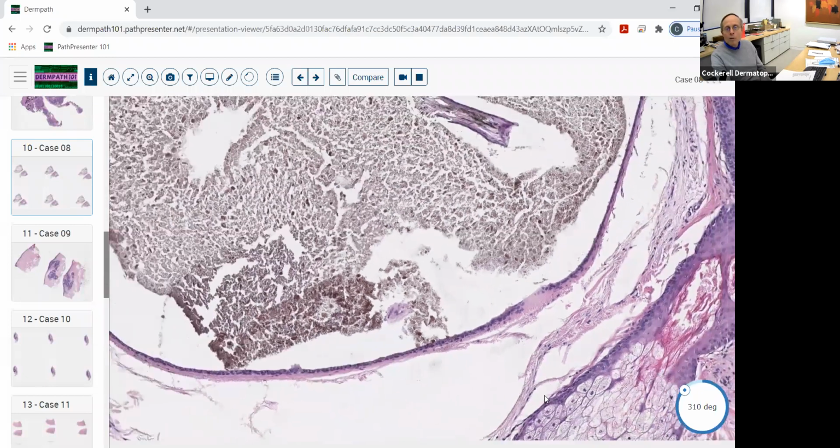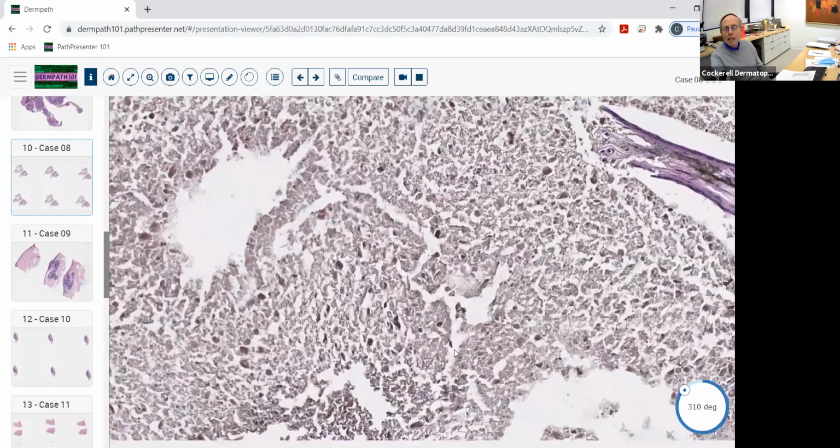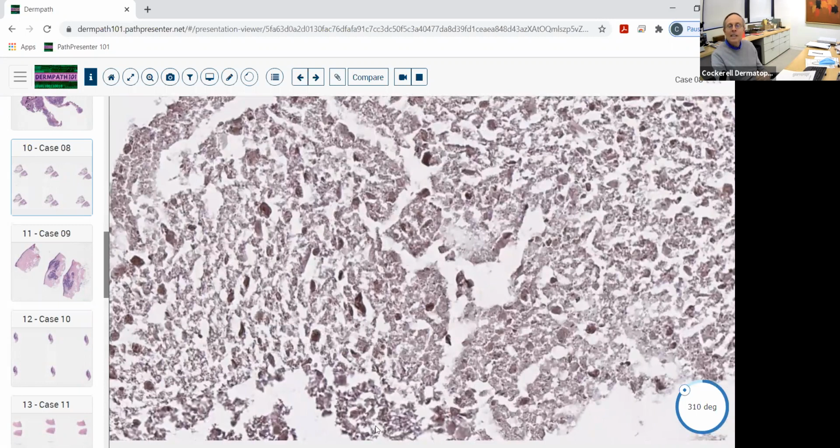But this one also shows another thing that's kind of interesting. It's got this dark material in the center of it, and this is the eccrine sweat that probably contains a little bit of melanin in it. And it's actually got this brownish discoloration to it. And so when you see these lesions clinically, what color do you think they are?